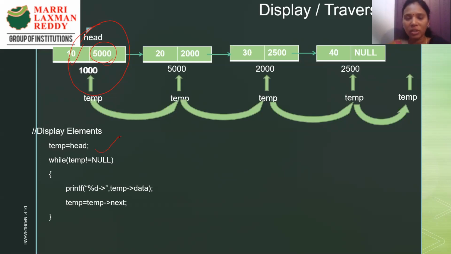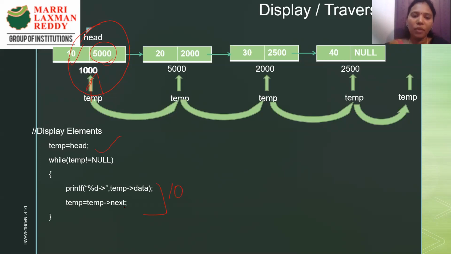Now till you reach the end of the list, I am repeating some statements. Hence I have enclosed these two statements within a loop: while temp is not equal to null. Here first temp is pointing to head. Now it is printing temp arrow data as 10.